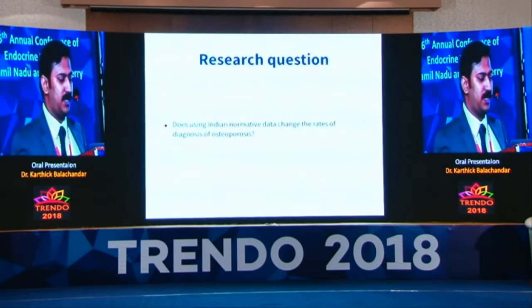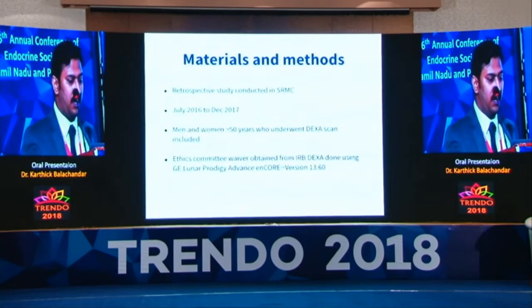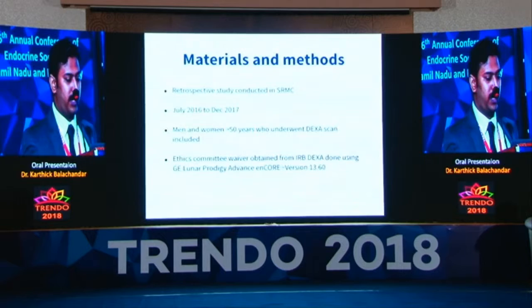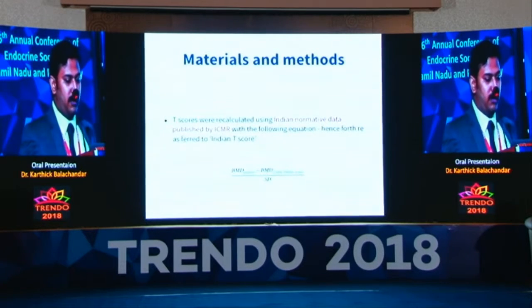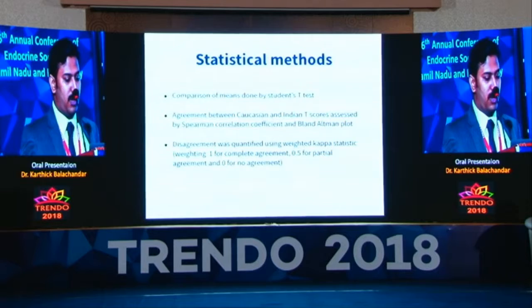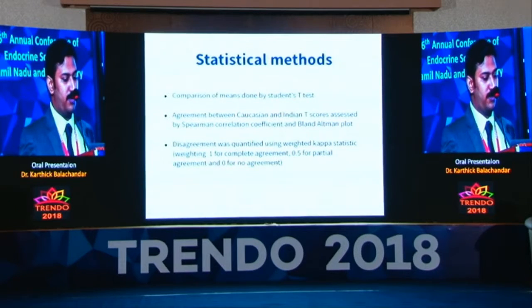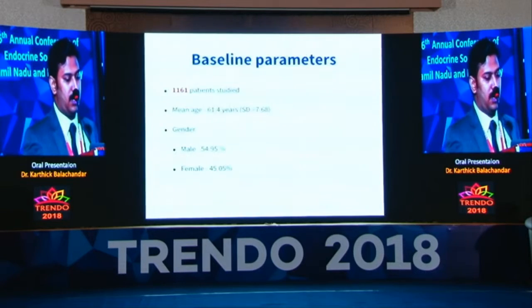which is why we are making this presentation. So we ask this question: does using Indian normative data change the rates of diagnosis of osteoporosis? It's a retrospective study conducted between July 2016 and December 2017. Men and women aged 50 years or more who underwent DEXA scan were included. We recalculated the T-scores based on Indian normative data published by ICMR with the following equation, and henceforth it will be referred to as the Indian T-score. We used appropriate statistical methods. Disagreement was quantified using weighted kappa statistic, and agreement between Caucasian and Indian T-scores was assessed by Spearman correlation coefficient and a Bland-Altman plot.